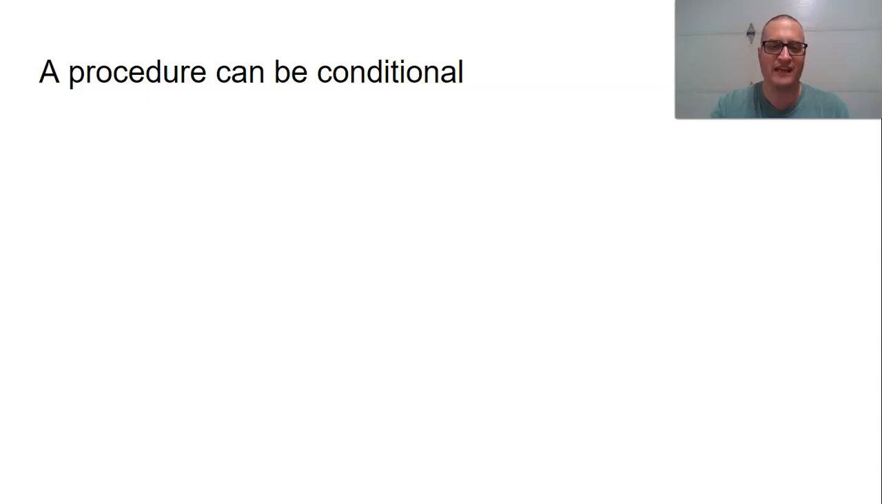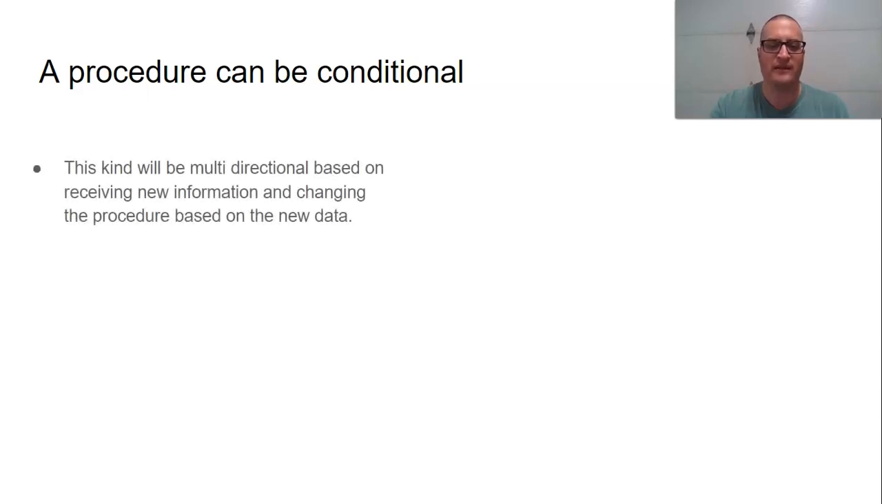A procedure can be conditional, though. This kind will be multi-directional, again, looking like a flowchart or a decision tree. As we get new data, we make a different choice of what we want to do. There's not just one way of doing it. I can always say there's a simpler way, meaning the fewest steps, and a more complex way, meaning the most steps. Easy and hard depends on who's doing the actions.